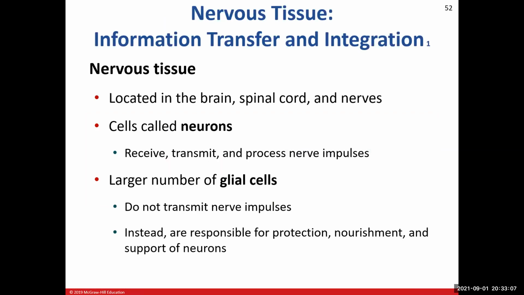The last type of tissue is nervous tissue. There are only three places in the body in which you find nervous tissue: brain, spinal cord, and nerves. Easy. That's it. The first two structures make up the central nervous system.